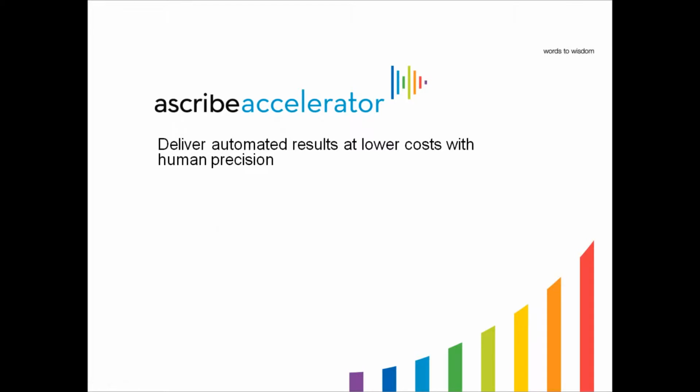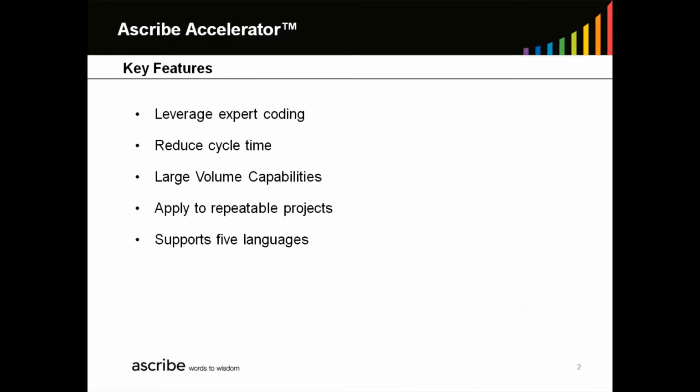Welcome to Ascribe Accelerator. Ascribe Accelerator is a tool that allows automatic coding of open-ended survey responses by leveraging human coding. In this video, we'll be exploring how we can leverage expert coding, how to reduce cycle time using Ascribe Accelerator, the fact that Ascribe Accelerator codes large volumes quickly, how we can apply Ascribe Accelerator to repeatable projects, and that Ascribe Accelerator supports 5 languages.